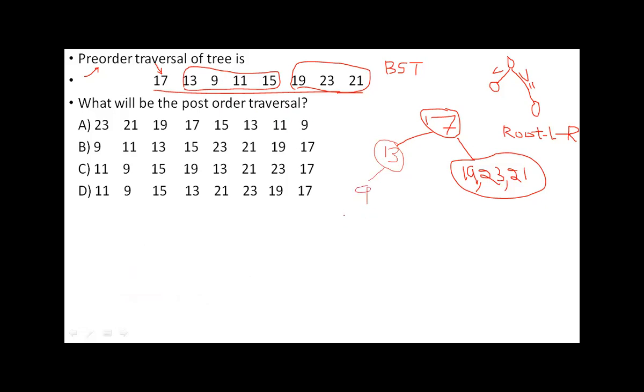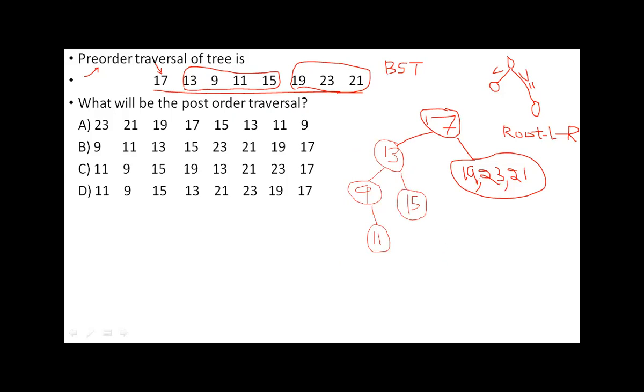Now you can just draw the tree using the concept here. 9 and 11 will be in the left subtree. Again, of these two, 9 will be the next node, and 11 will become the right child of this 9. Then 15 will become the right child of 13. Now see here, all of these, 13, 9, 11, 15, are on the left side of 17.